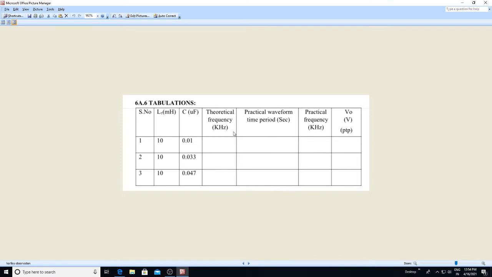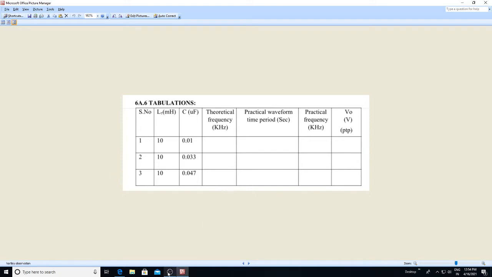By varying the capacitor, you get an output waveform. From there you will find the time period. Write down the time period here, and the practical frequency that we get from the time period, that is F is equal to 1 by T, and the output voltage that you have got.